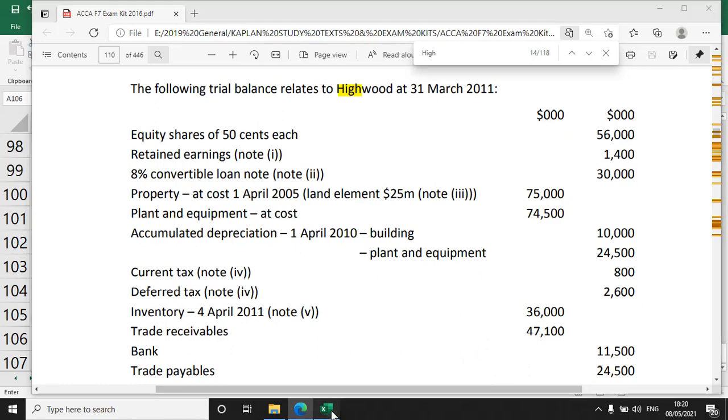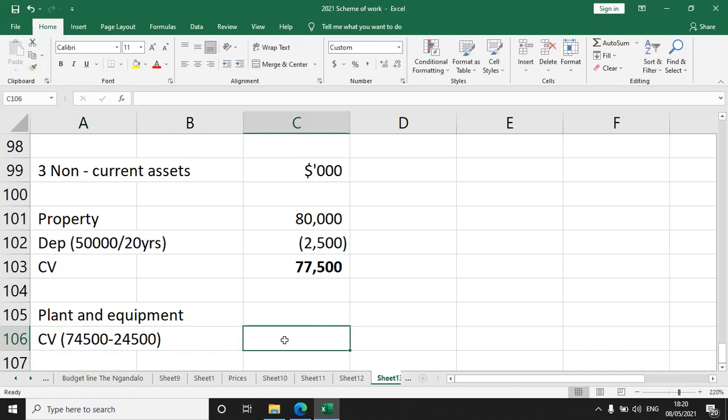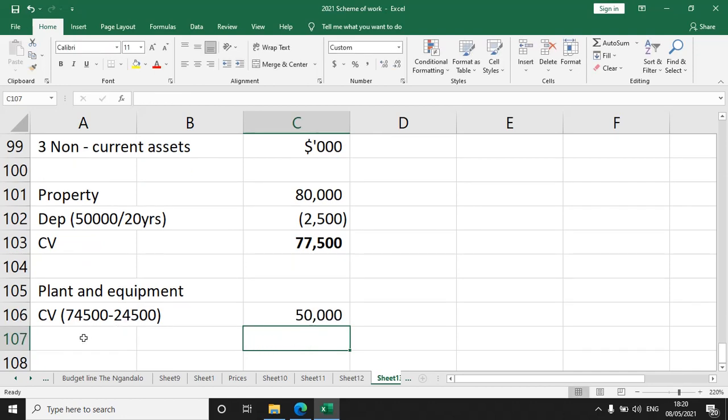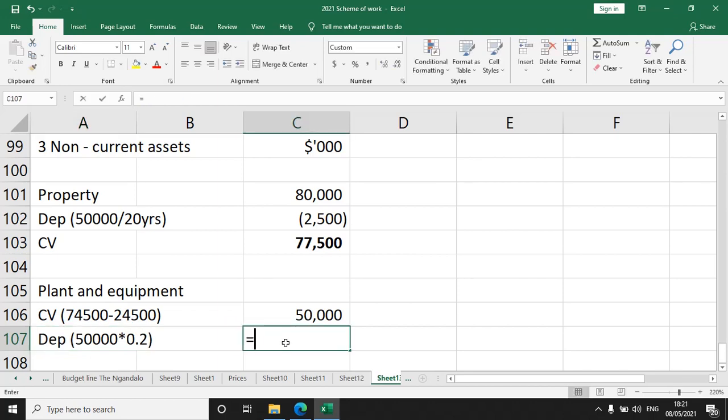So I am now going back to my board. We have got 74,500 minus 24,500, and then we multiply everything by 20%. Okay, we're going to first find the CV. Minus 24,500, I've got that number. Then we say depreciation will be equal to the same difference, 50,000 multiplied by 20%. 20% is 0.2, please. How much do you have?